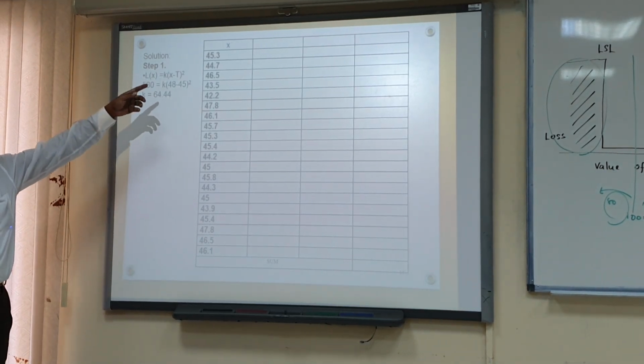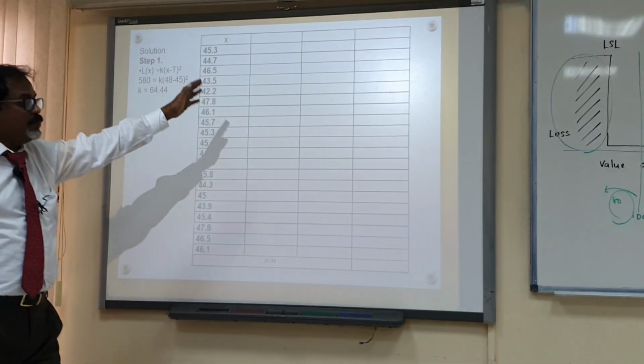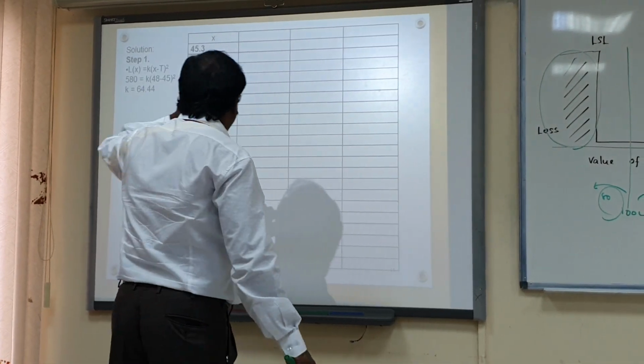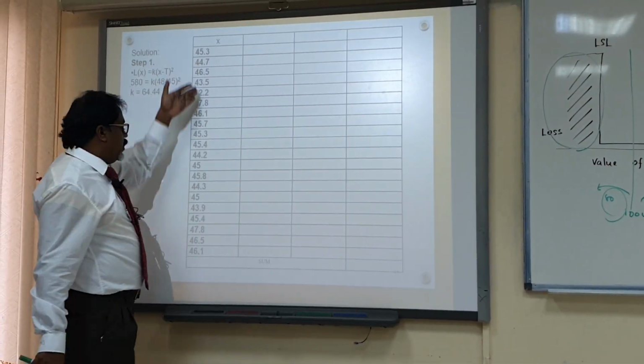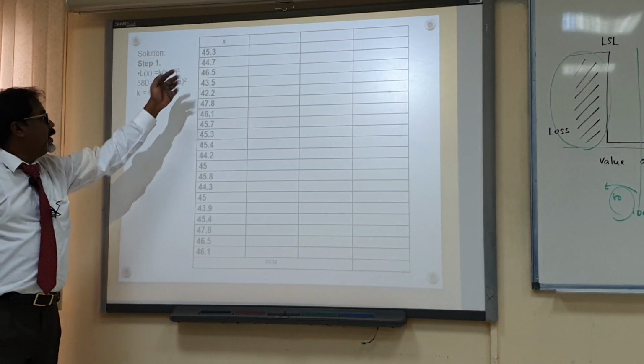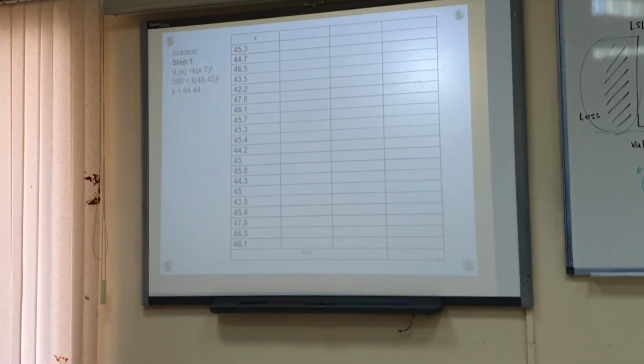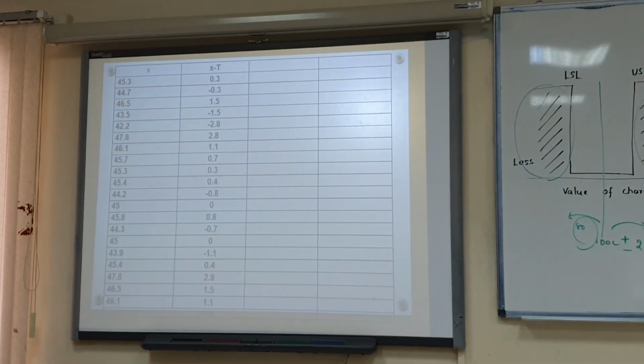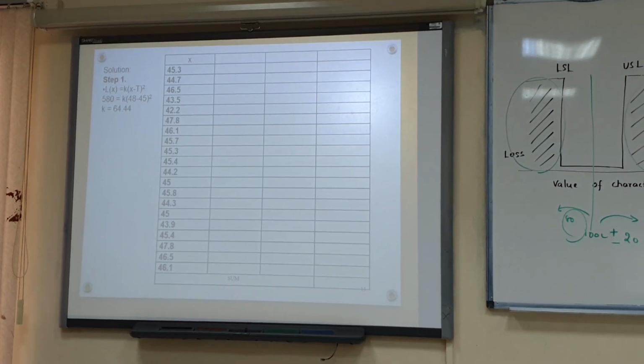This we have taken as X. So X means the quality characteristic. This is what is originally given by the pump. The targeted value is what? The target value is 45. 45 is the exact target value.